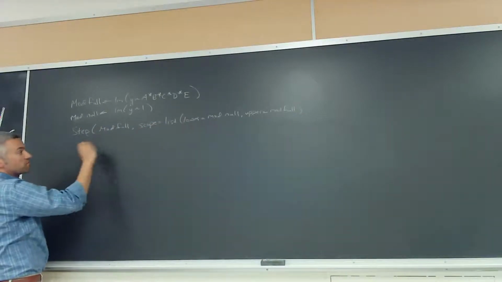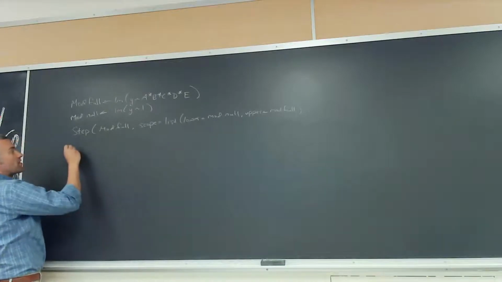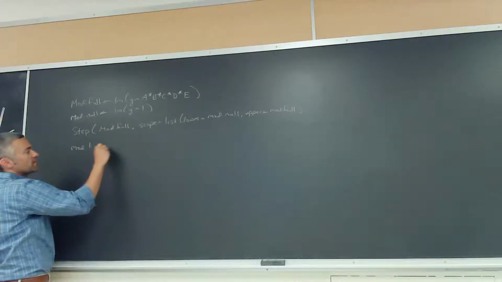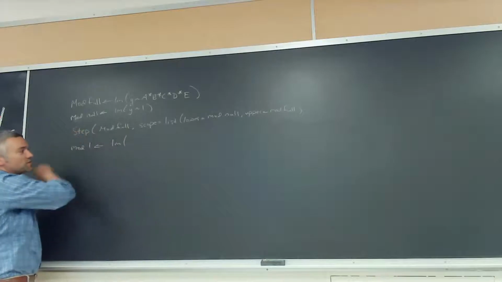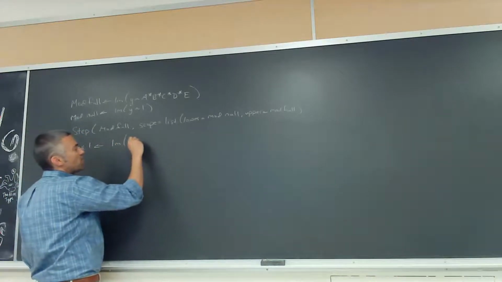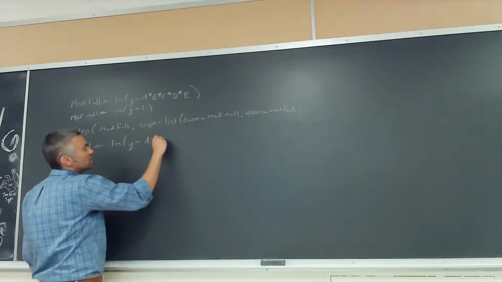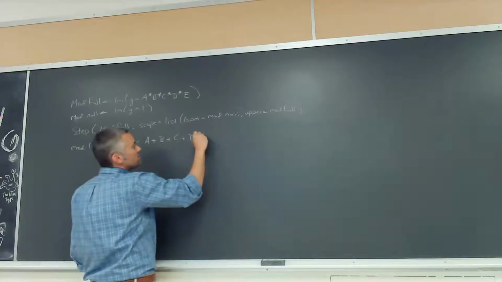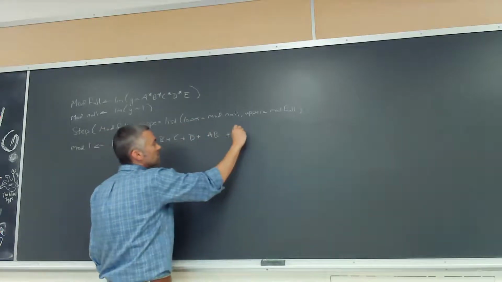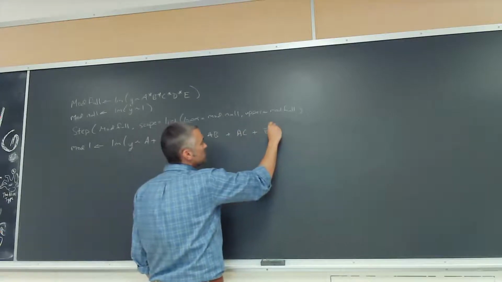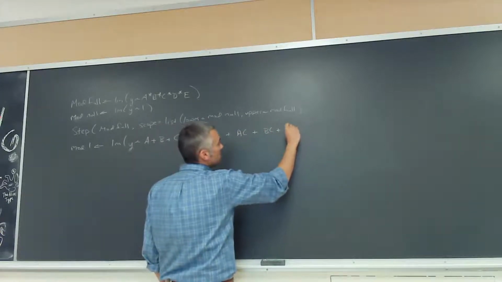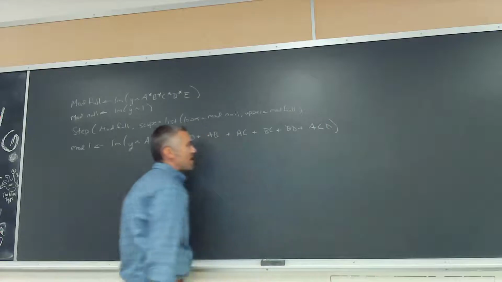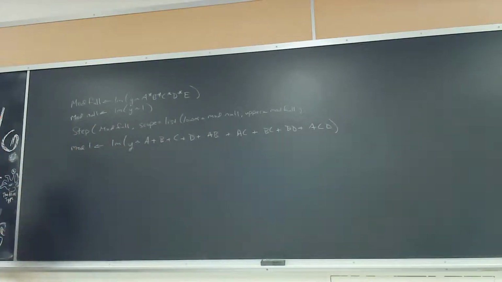The step function is going to go through, figure out, and give us our best model. We're going to say mod 1 is whatever this step function gives us, which could be, let's say, y is a function of a plus b plus c plus d plus ab plus ac plus bc plus bd plus ac. Massive model. That's what we got for mod 1.